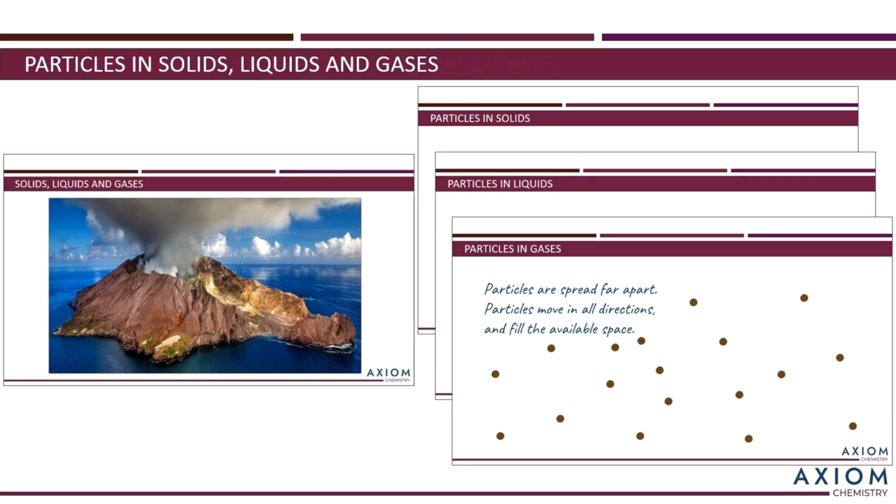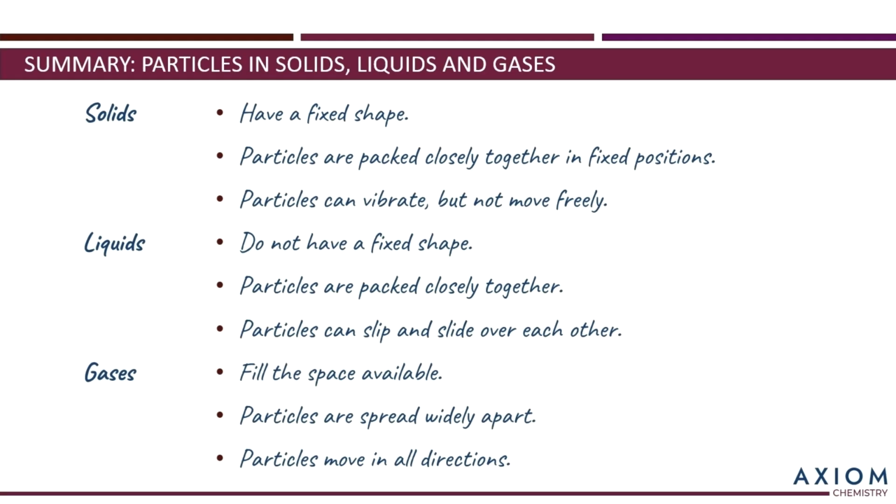As ever, here is a summary of what we've discussed in this video. We've seen that solids have a fixed shape, that their particles are packed closely together in fixed positions, and those particles can vibrate but not move freely. We've seen that liquids do not have a fixed shape, that their particles are packed closely together, but those particles can slip and slide over each other. And then finally, we've seen that gases fill the space available, their particles are spread widely apart, and those particles move in all directions.